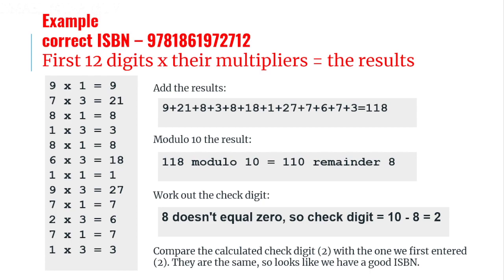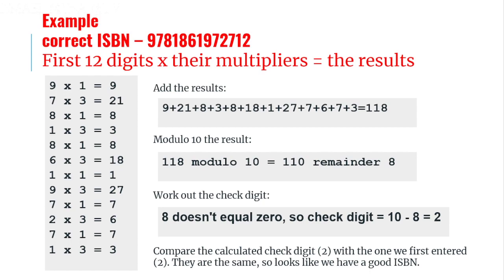This is ISBN. So that's how we check the digit under ISBN. The first digit is multiplied by 1. The even digit is multiplied by 3. You do that, then add all the results. You get 118. Now, you do modulo 10. Under modulo 10, 118 will give you a remainder of 8.